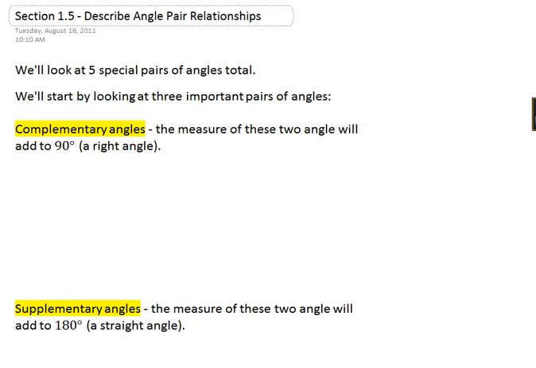Section 1.5, Angle Pair Relationships. In this section of the text, we'll look at 5 special pairs of angles. We'll first look at these 3, starting with complementary angles. Complementary angles are angles such that the measure of both angles will add to 90 degrees.